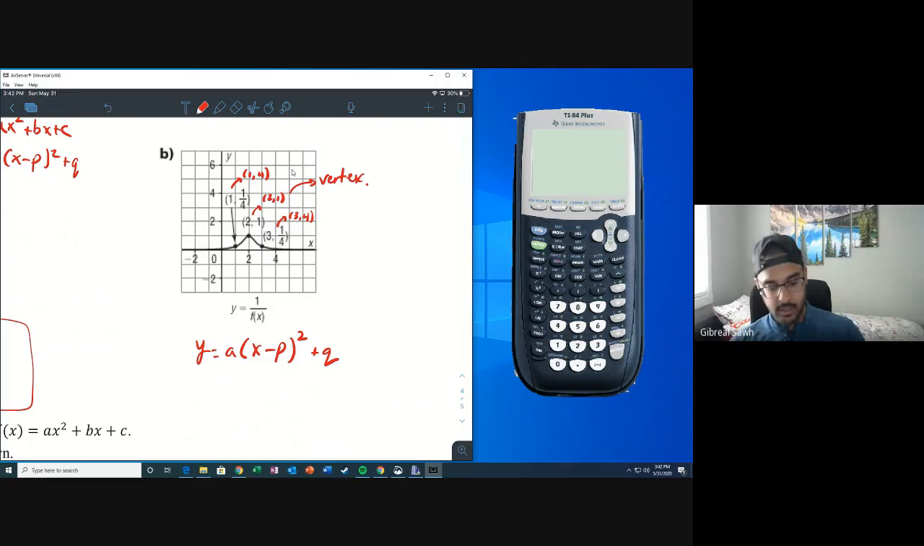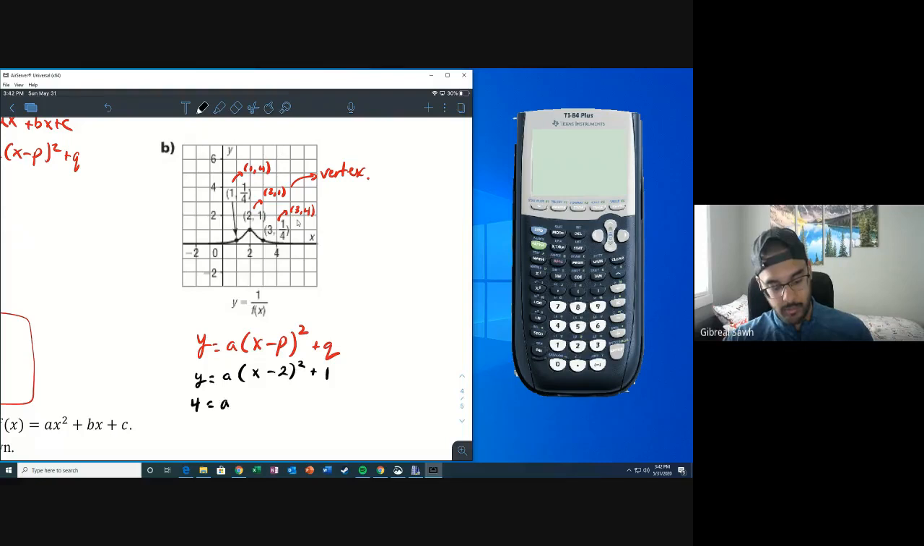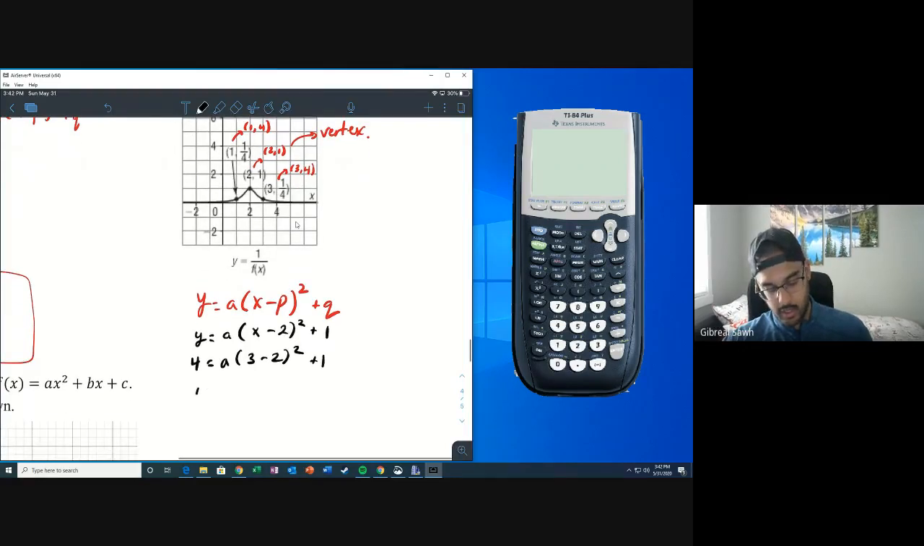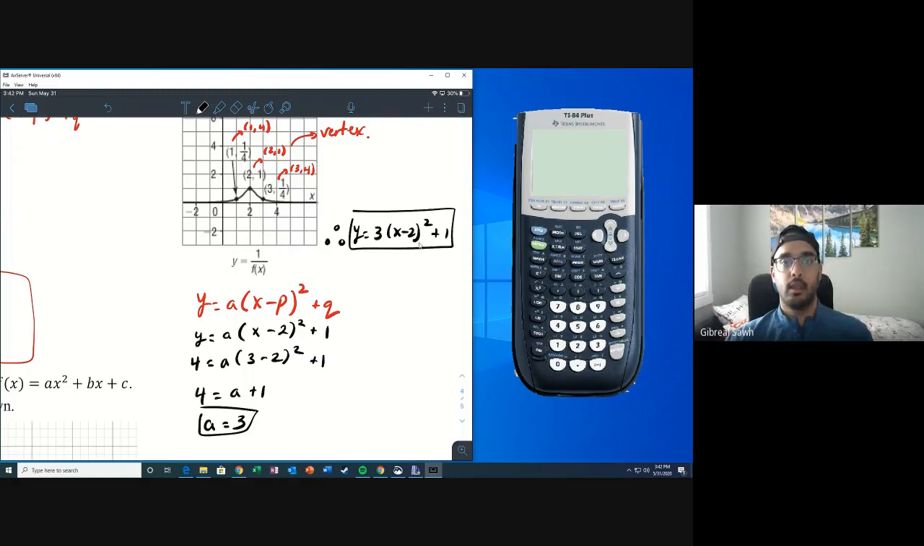So if I have the vertex, that means that I could substitute in some points. y = a(x - 2)^2 + 1. The 2 and the 1 represent the vertex. Pick another point for x and y, and you can solve for a. Let's pick 3, 4. So 4 goes in for y. a stays because I don't know it. (3 - 2)^2 + 1. So you're going to end up with 4 is equal to a + 1. So a is equal to 3. And therefore, your original function is y = 3(x - 2)^2 + 1. So there's your original. That's a terrible box. There's the original. You could graph it also.